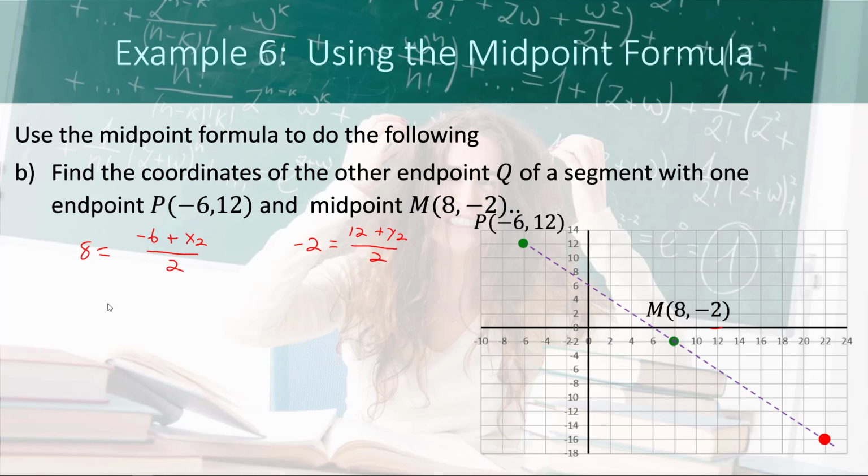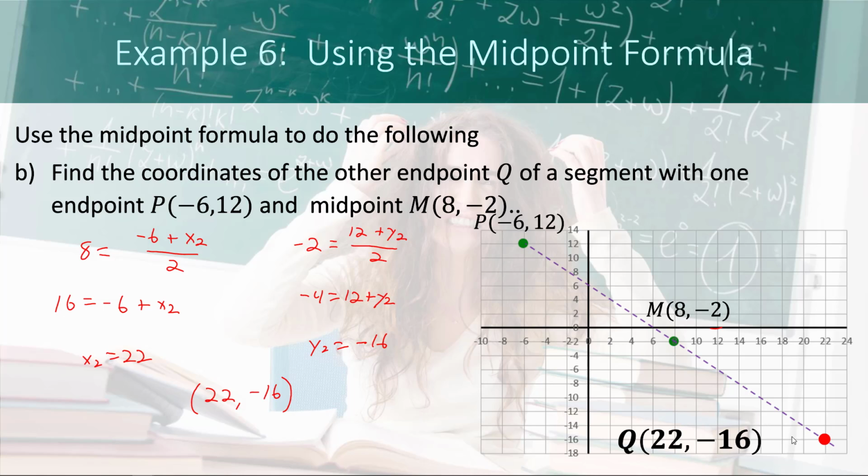We just solve for x2 and y2, and if we do, we will have 16 is equal to -6 plus x2, and x2 will be 22, and then -4 will be 12 plus y2, and y2 will be -16. And so our coordinate for the endpoint is going to be 22, -16. And if we plot that, oh, here it is. And as you can see, it works out just fine.